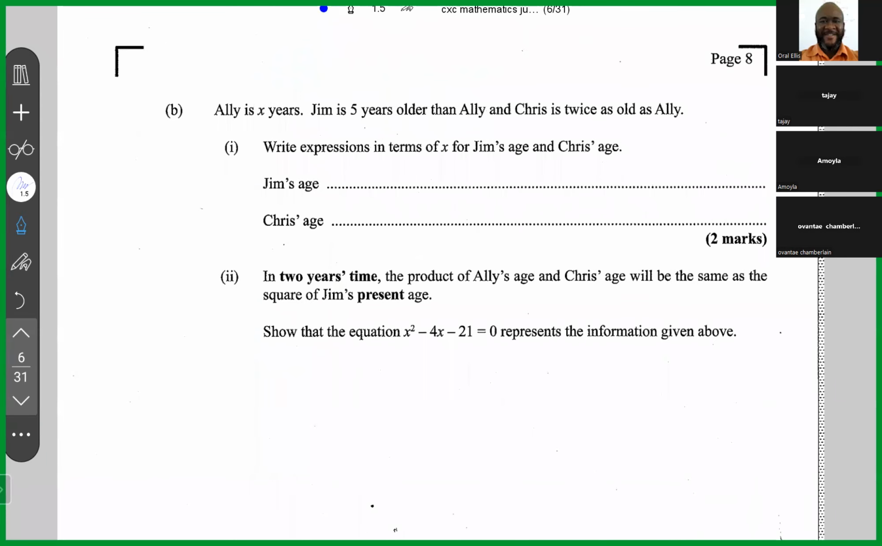So now T is the subject, T is equal to N squared. B says, Ali is x years. Jim is 5 years older than Ali. And Chris is twice as old as Ali. Write expressions in terms of x for Jim's age and Chris's age.